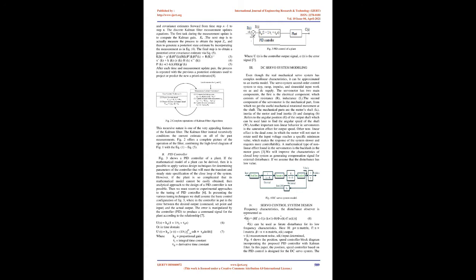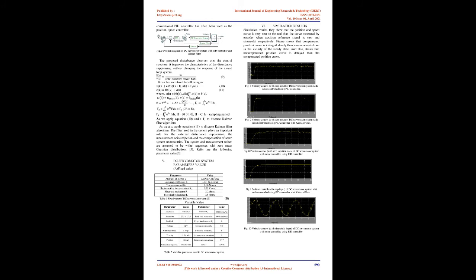Fig 3 shows a PID controller of a plant. If the mathematical model of a plant can be derived, then it is possible to apply various design techniques for determining parameters of the controller that will meet the transient and steady-state specifications of the closed-loop system. However, if the plant is so complicated that its mathematical model cannot be easily obtained, then an analytical approach to the design of a PID controller is not possible.